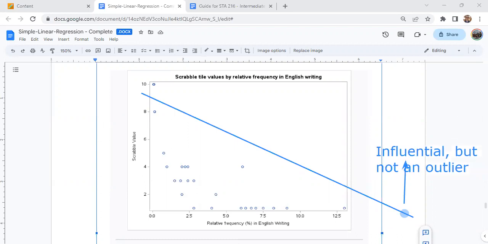And then I'll draw in green a point that's an outlier, but not influential. So if you want an outlier that's not influential, you need it right in the middle of your X values, but then also really far away. It's like up here.